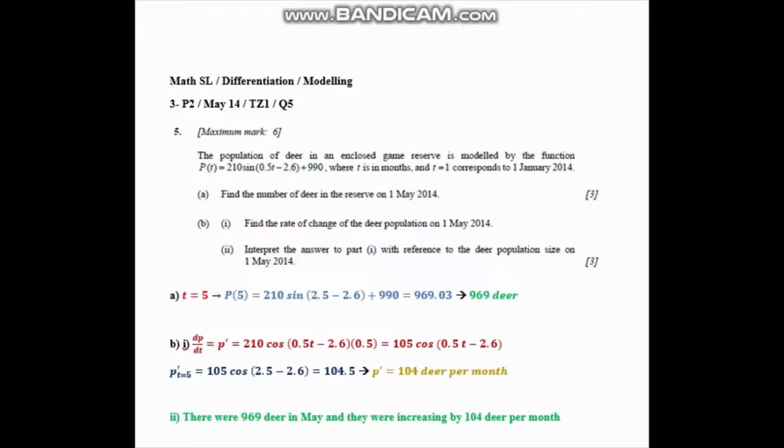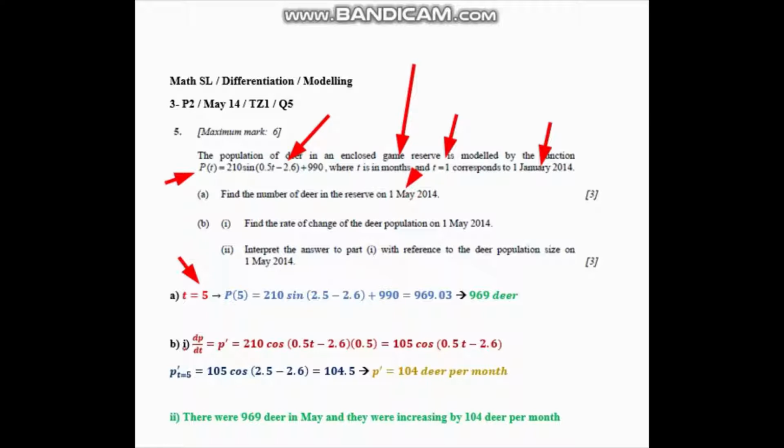So we are given that the population of deer in an enclosed game reserve is modeled by this function right there, where t is in months and t equals 1 corresponds to the 1st of January 2014. So t equals 1 corresponds to the first month of the year. We want the number of deer on the 1st of May, so May is the 5th month of the year, hence t equals 5. So we shall substitute 5 into this equation right there.